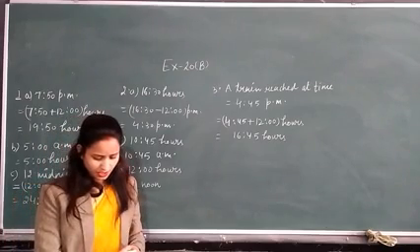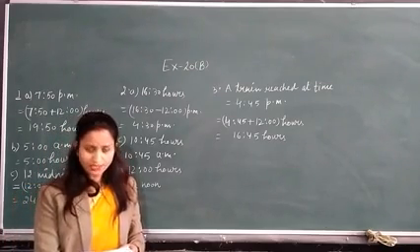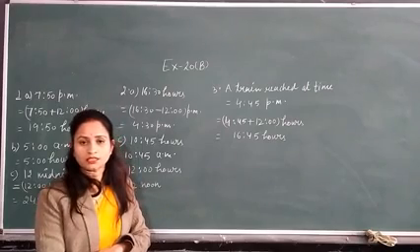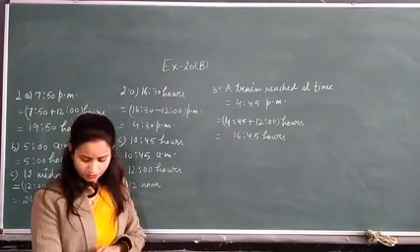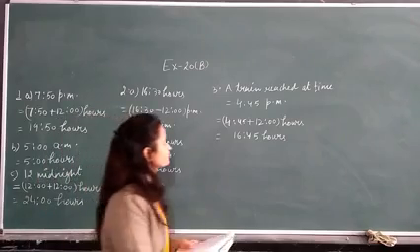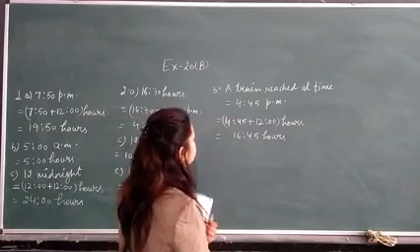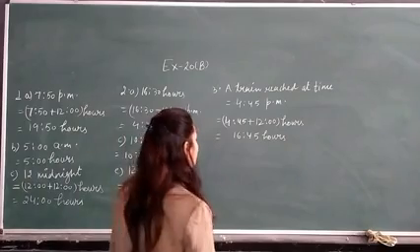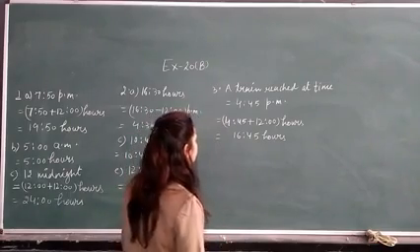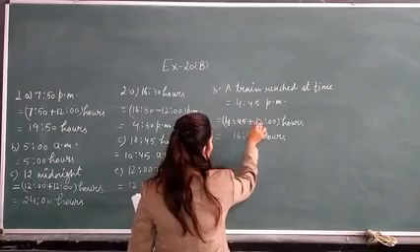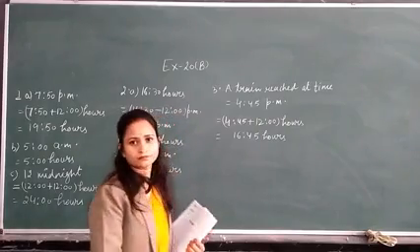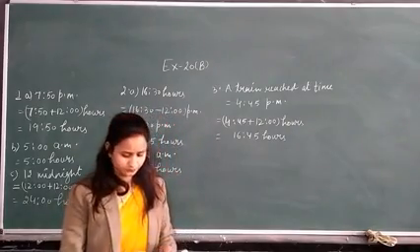Question number 3. A train reached New Delhi railway station at 4:45 PM. The time is given in PM. What is the time in a 24-hour clock? Our train reached at 4:45 PM. For PM, we will add 12. 4:45 plus 12 hours. That is 16:45 hours. Understood?